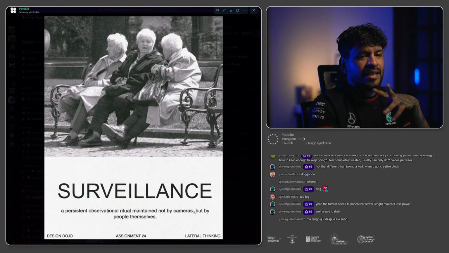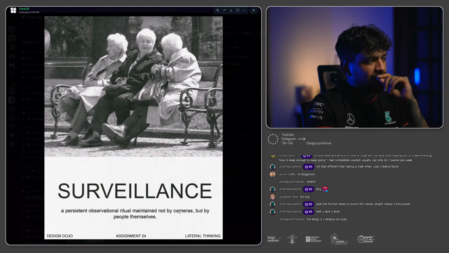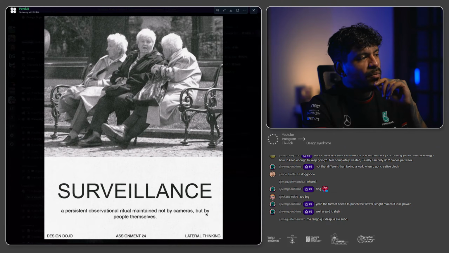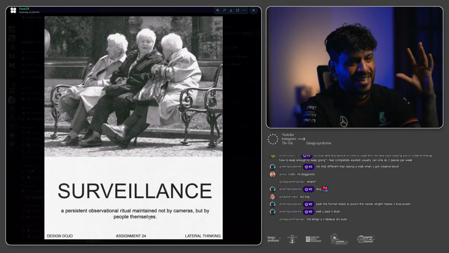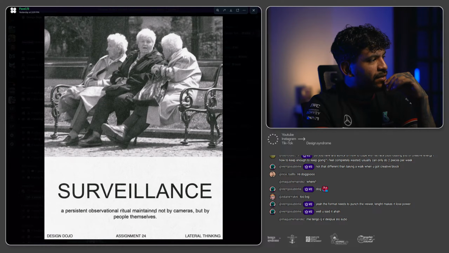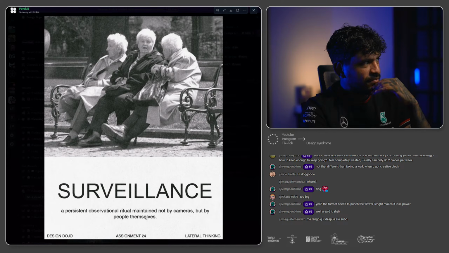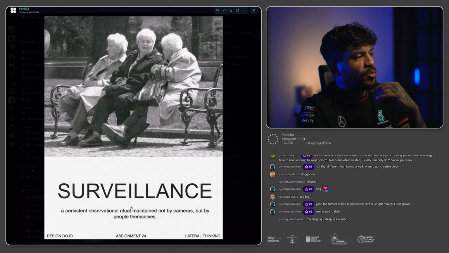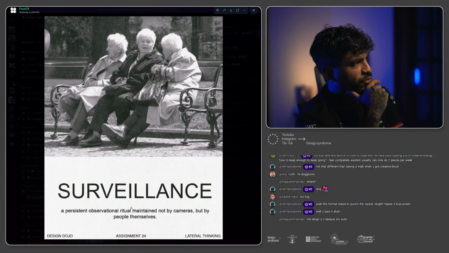that's not actually the case, it's not by people. It could be the case, but you're explaining too much with the 'but by people' or mentioning the cameras. You could say a persistent observational ritual. And with the grannies, that would be so funny. Surveillance, an observational ritual. And here you can play, you could make it more funny. We could think about what would be a funny definition for this.